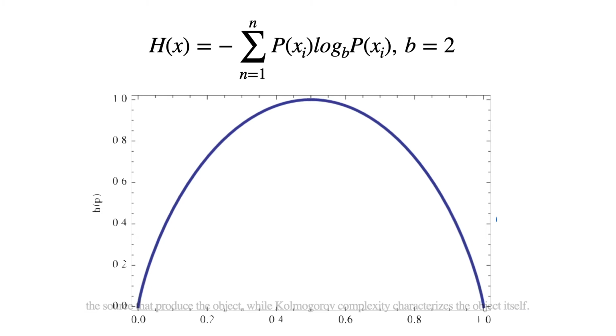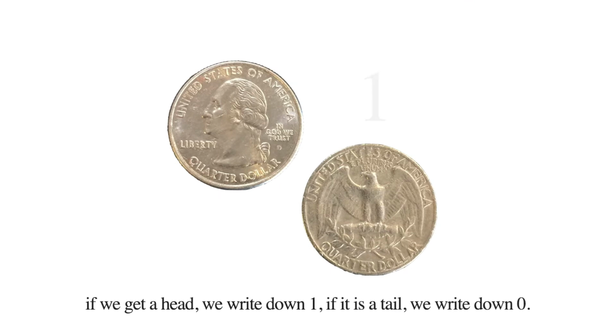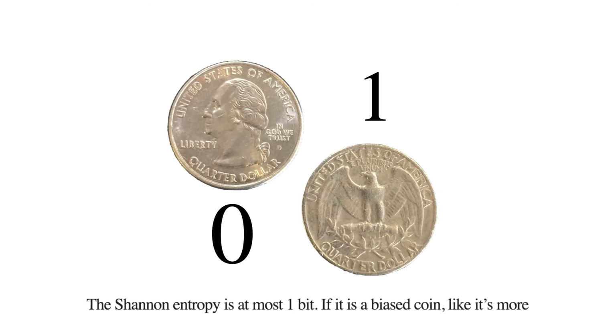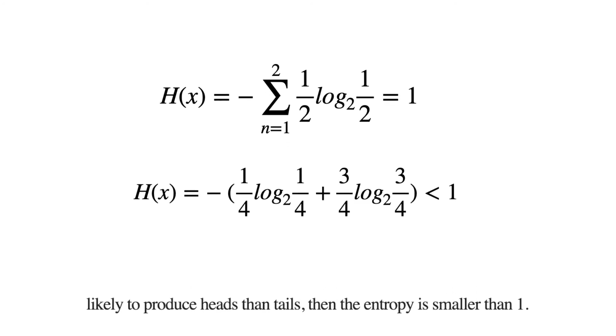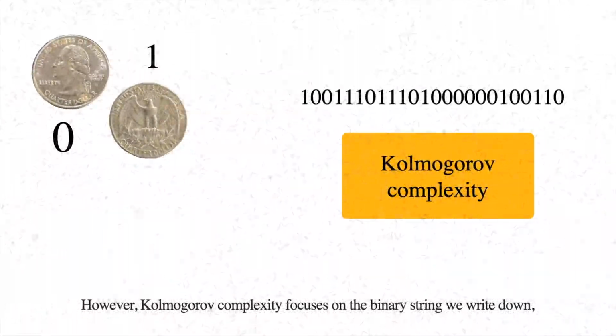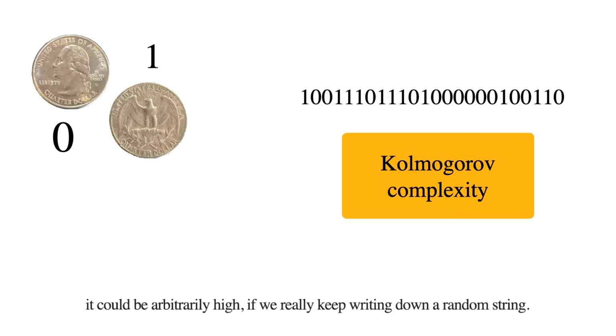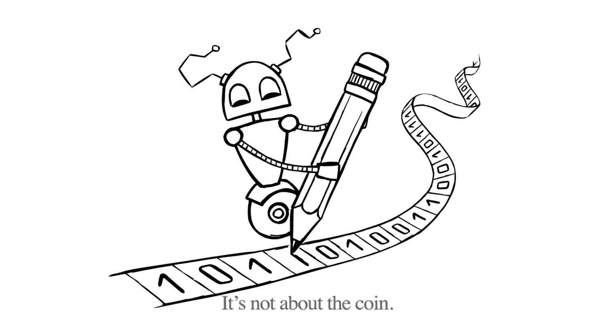characterizes the object itself. For example, we flip a coin. If we get heads, we write down 1. If it's tails, we write down 0. The Shannon entropy is at most 1 bit. If it is a biased coin, like it's more likely to produce heads than tails, then the entropy is smaller than 1. However, Kolmogorov complexity focuses on the binary string we write down. It could be arbitrarily high if we really keep writing down a random string. It's not about the coin.